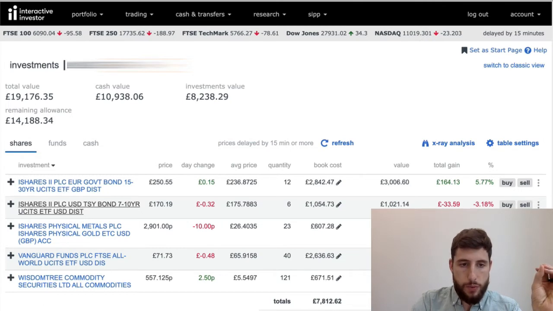US dollars, TSY is Treasury bonds, so that means American government bonds, 7 to 10 years, so that's intermediate or medium government bonds. Okay. Next one, iShares is the company. Physical metals, iShares physical gold, so that's the gold element. Okay. Vanguard Funds PLC, FTSE All World UCITS ETF USD.